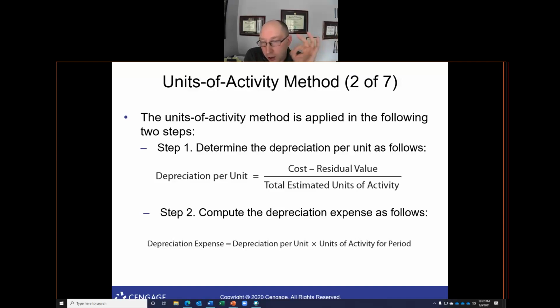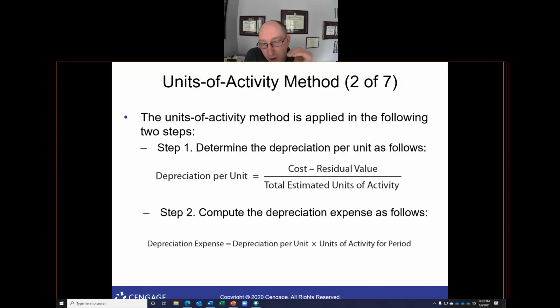Let's look at our forklift. Our forklift cost $24,000. Residual value is $2,000. So 24,000 minus 2,000 equals 22,000. That's the top part of our equation.